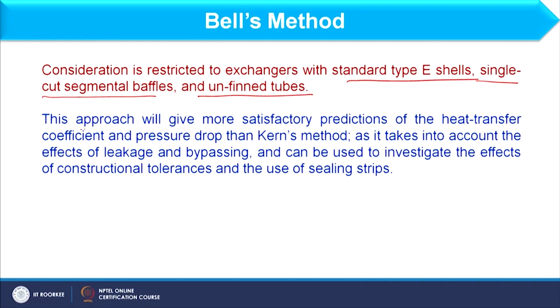So, Bell's method gives more satisfactory predictions of heat transfer coefficient and pressure drop in comparison to Kern's method, because it considers the effects of leakages and bypassing, and can be used to investigate the effects of constructional tolerance and use of sealing strips. What these sealing strips are and where these are used, I will explain in subsequent lectures. So, at present please consider this as it is.